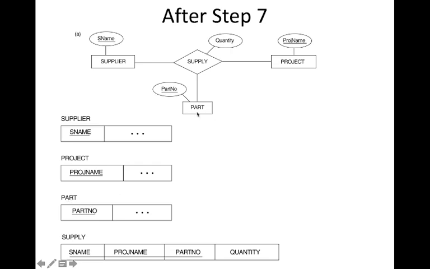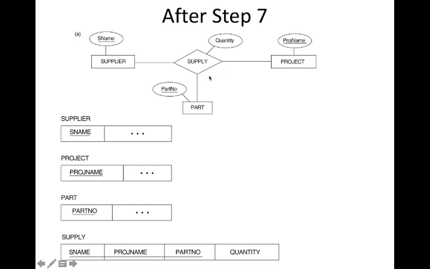Then part is another table, with part number and any other attributes. And we have formed a new supply relation, and in it we include S name, which is the primary key of its table, project name, which is the primary key of its table, and part number, which is the primary key of its table. All these three will be included in the supply, and this combination of these three attributes will form the primary key of the supply. Additionally, if there are any attributes for this supply, we have a quantity attribute, and that will also be included in this table.